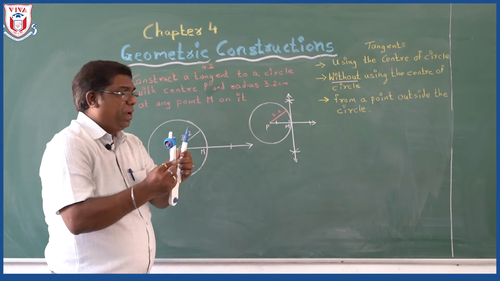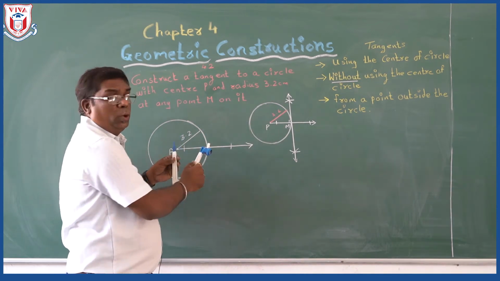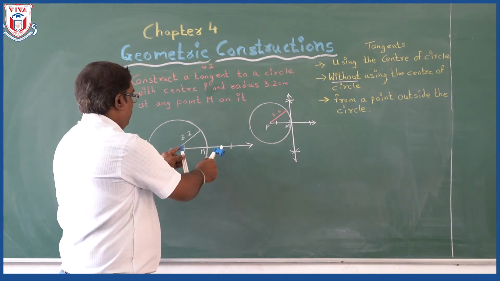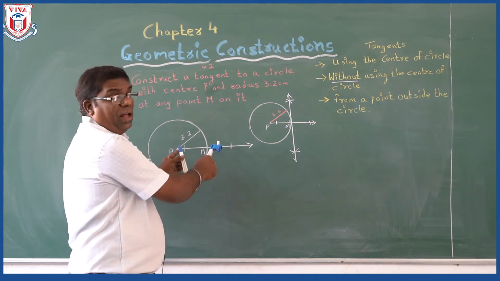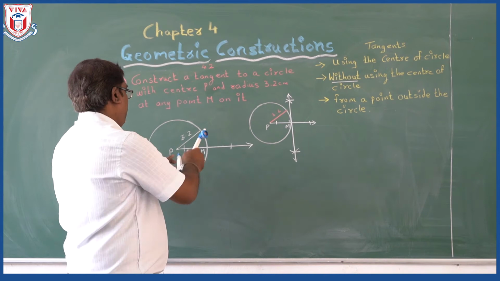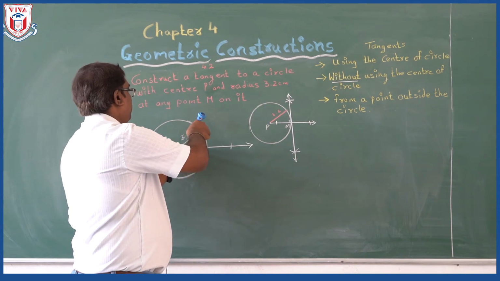Now just make it clear: we are supposed to draw an arc of more than half. This one is our full, but you are told more than half. So draw an arc more than half here.